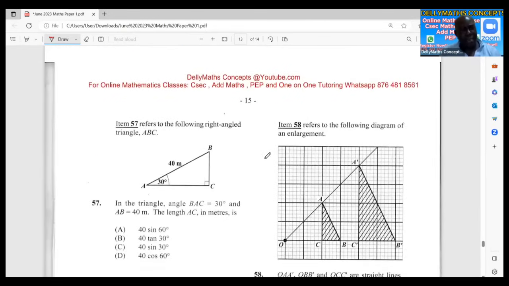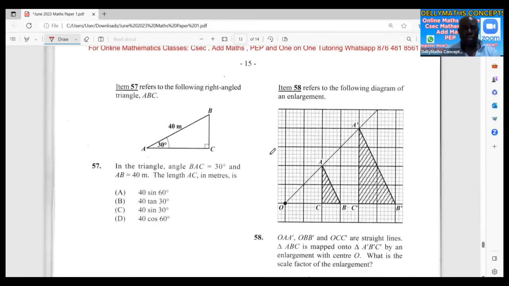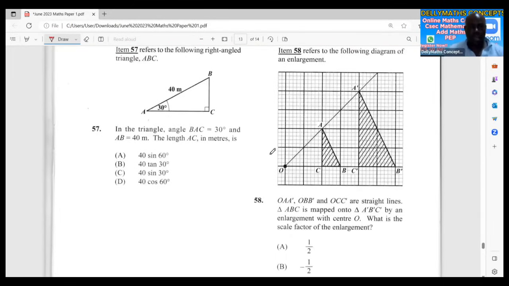Item 57 refers to the following right-angled triangle. Now, in the triangle, the angle BAC is given as 30 and AB is 40. We want to know the length AC in meters. We want to know the length of this side. Now, if I'm using the 30 degrees, I have a limited option. I could use cos 30 degrees, which will be AC over 40. But there is no answer here with cos 30, which means this could not work, right?